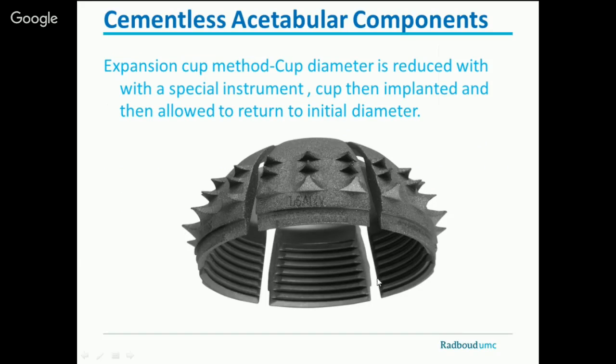This is an example of a cementless cup, which is, I think, still experimental. So what the surgeon will do is he will deform this cup so it has a smaller diameter, put it in, and then release it. And with these spikes, it fastens itself then.